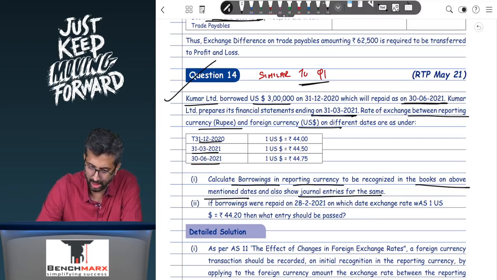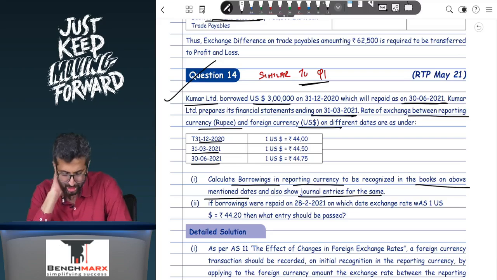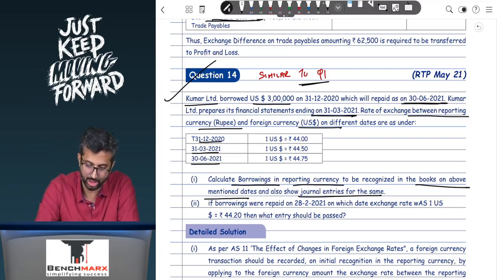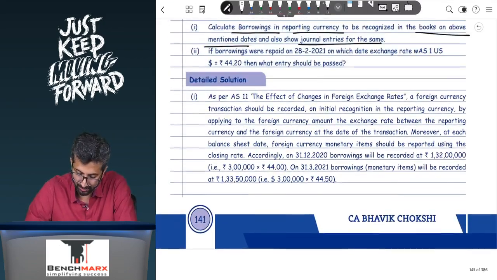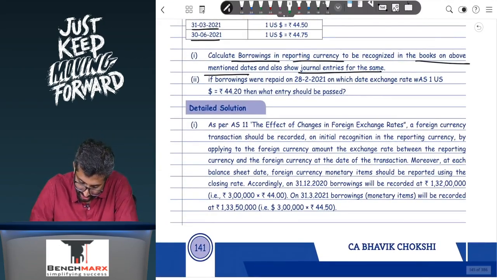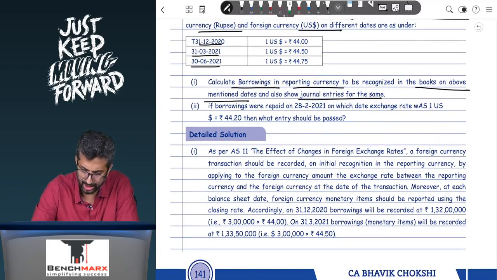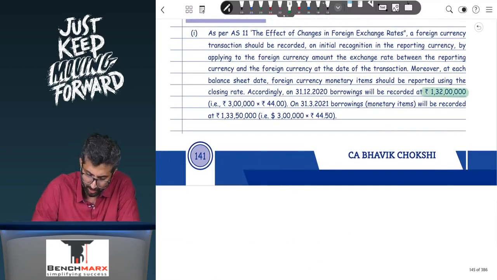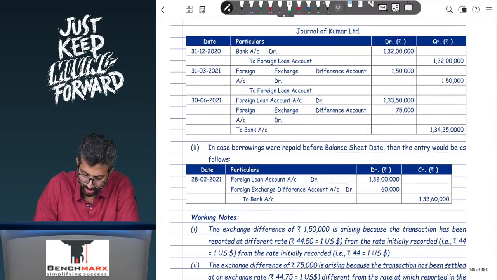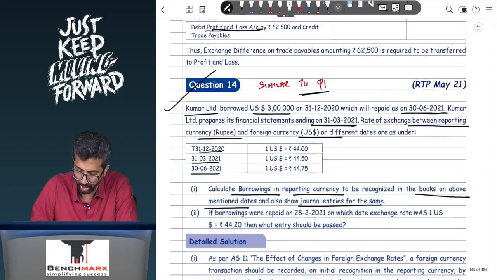3 lakhs into 44 will come to 1 crore 32 lakhs. Then you record at 44.5. So this is going to be 0.5 extra. So there is a loss of 1 lakh 50 thousand and hence this will come to around 1 crore 33 lakh 50,000. So eventually you started at 44. It's 44 into 3 lakhs, 1 crore 32. Then 1 crore 33.50. And there's a 1 lakh 50,000 loss which will go to the P&L account. So bank account debit to loan. Forex difference will go to the P&L account debit to loan. And then loan account debit, you repay to bank. This is at the rate of 44.75.